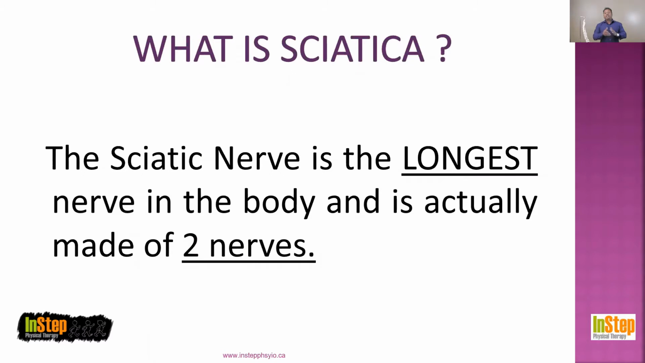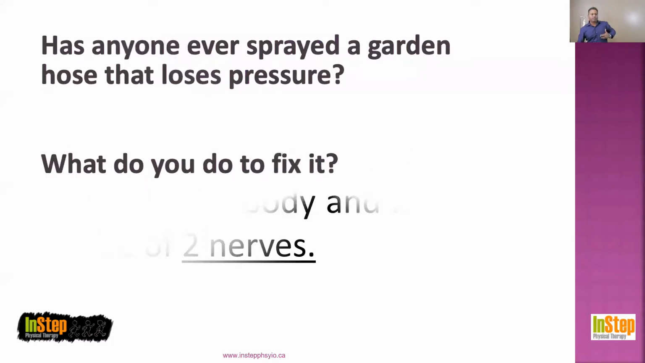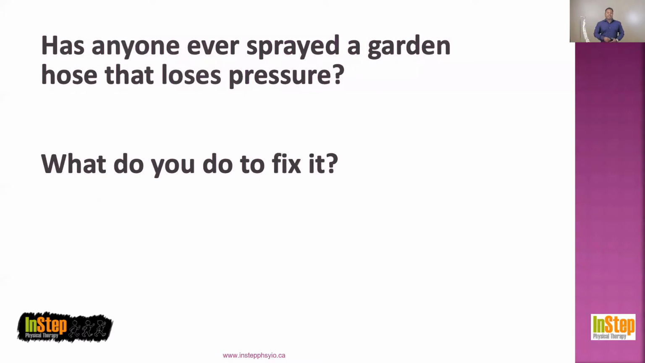Sciatica: the sciatic nerve is the longest nerve in the body, and it's actually made up of 2 nerves. And you saw the picture, it starts from the lower back and comes all the way down to your foot. Okay, so what happens to the sciatic nerve?